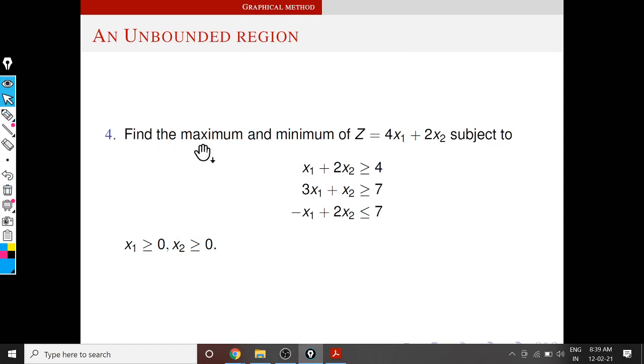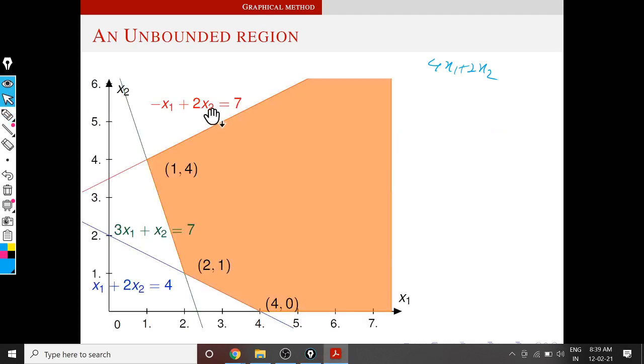Suppose you consider this problem: find the maximum and minimum of z = 4x1 + 2x2 subject to these constraints. First we have to find the feasible region by drawing these straight lines and identifying which region is feasible. After drawing all the straight lines, this orange region is the feasible region. You draw each straight line and identify which region is feasible.